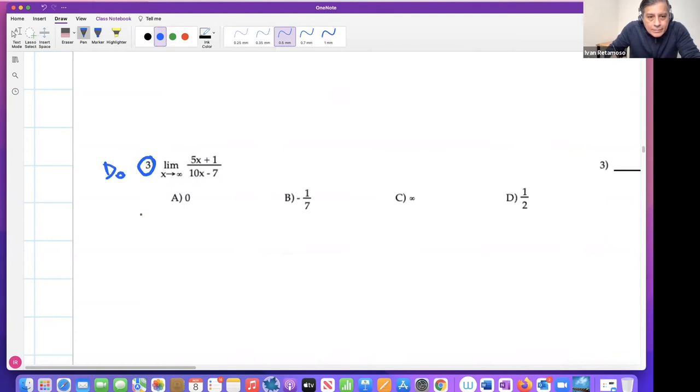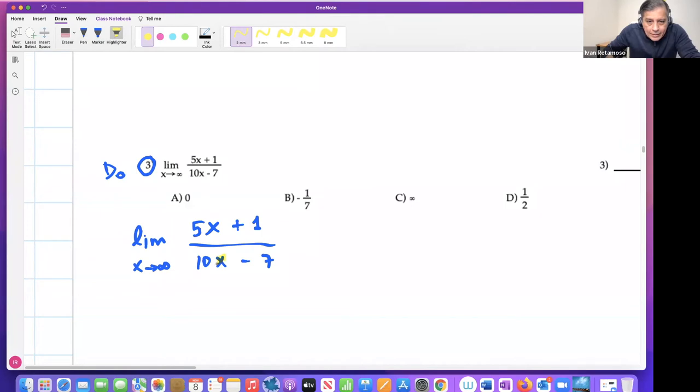Can you do this? What is the limit of 5x plus 1 over 10x minus 7 as x approaches infinity? Hint, step one says look for the highest power. The highest power on the denominator is x, right? So divide both numerator and denominator by x. Simplify, and you should be able to get the answer. Whatever is left, could be 0, could be a real number, that should be your answer.